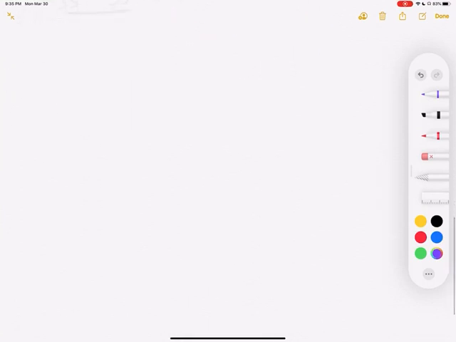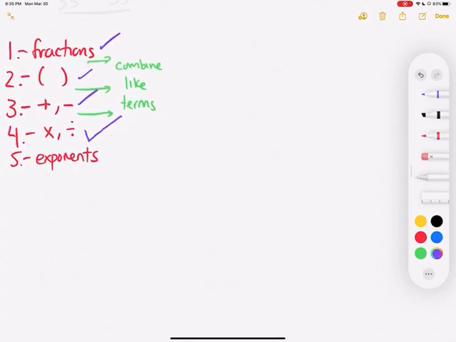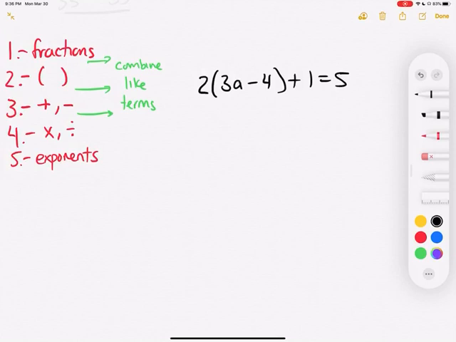Let's try another different example. I'm going to use the same rules. The next example is also going to be an equation. This is increasing in difficulty. So every single time it's getting more and more difficult. So the next equation is going to be 2 open parentheses 3a minus 4 close parentheses plus 1 equals 5. So let's see if we can solve for our variable, which in this case is the letter a. We're trying to solve for this variable.